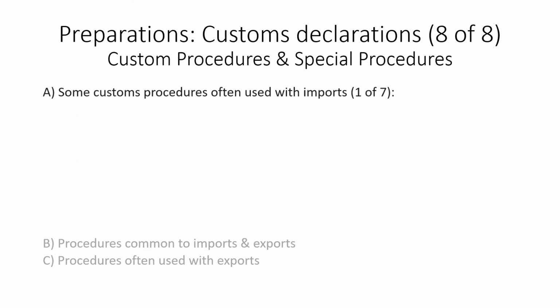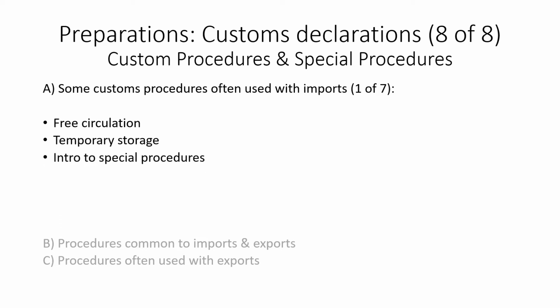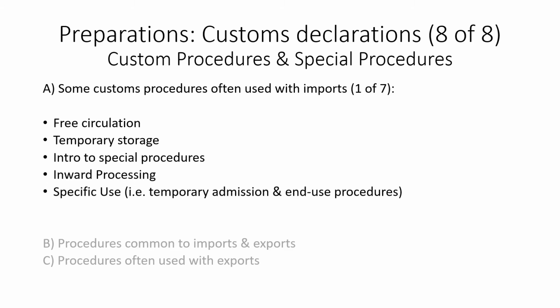Great. So next. Customs procedures. And procedures often used with imports. We'll take a moment to explore some of these procedures, starting with a few that are common to imported goods. So, which procedures are commonly used with imports? Free circulation, then temporary storage, and this is followed by a brief introduction to special procedures. And after this, inward processing, and then specific use. Specific use is a heading that clumps together temporary admission and end use. Then rounding off this section with the re-export procedure. We'll examine each in turn.